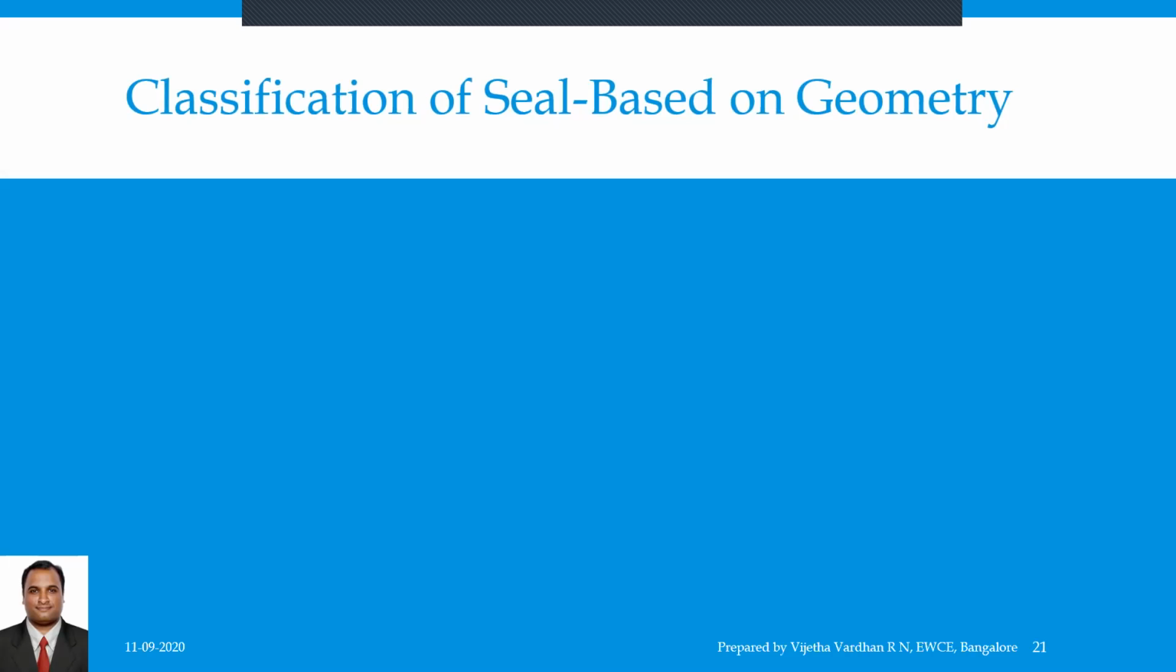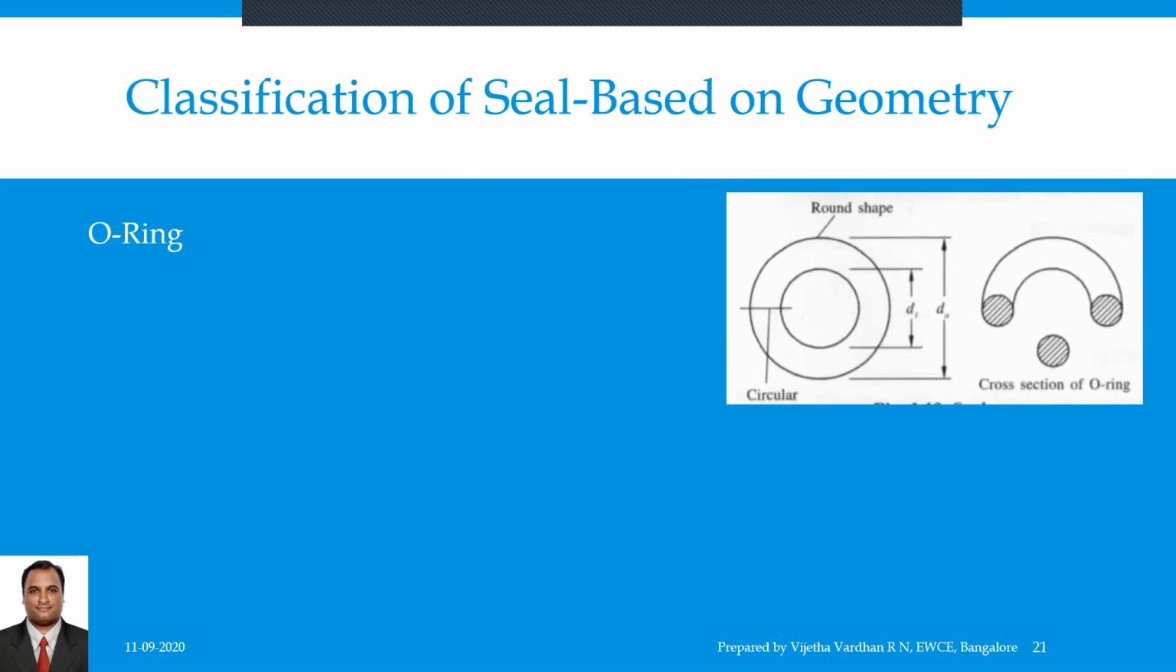Now, let us have a classification based on the geometry in detail, as we said. The first type of seal we are going to discuss is called the O seal. The O seal ring is called an O seal because the cross section of the ring is in the shape of the alphabet O.